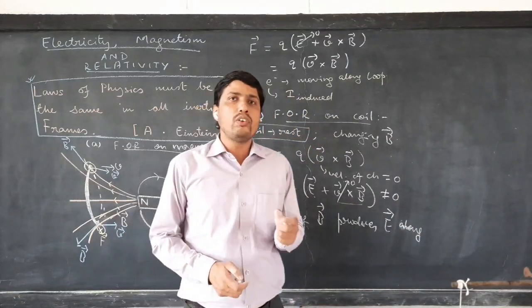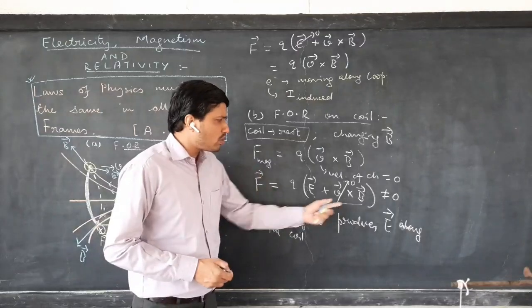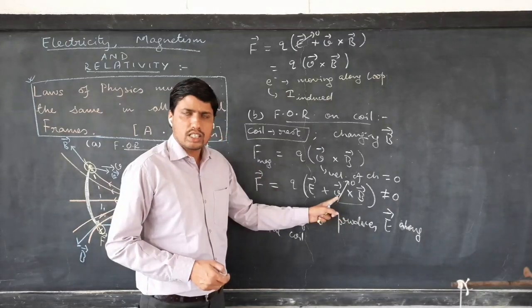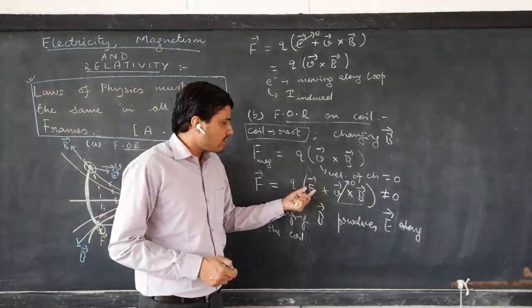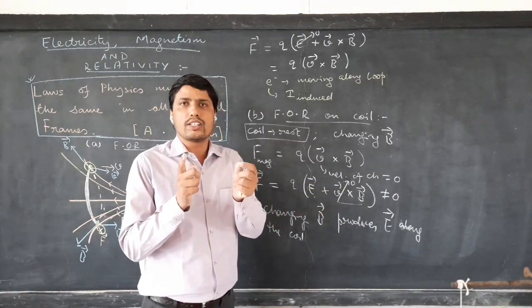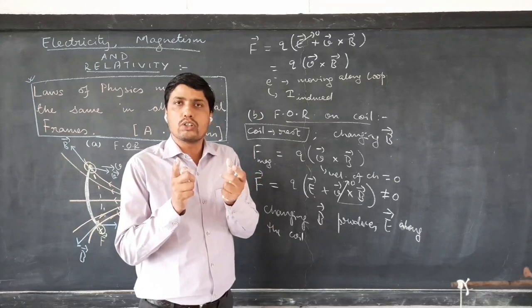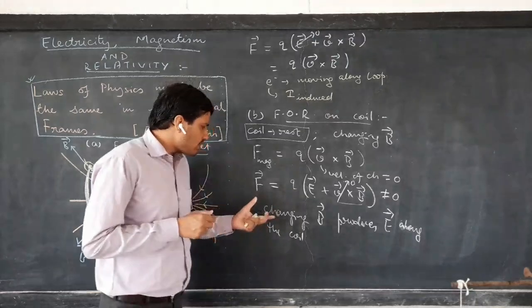A changing magnetic field must produce an electric field. If there is some non-zero force, that cannot be because of the magnetic field, because the charges are at rest according to that person. So the only possibility is that there must be some electric field. An electric field can exert a force on a charge which is at rest, whose velocity is zero, and that value is q times the E vector. So earlier there was no electric field.